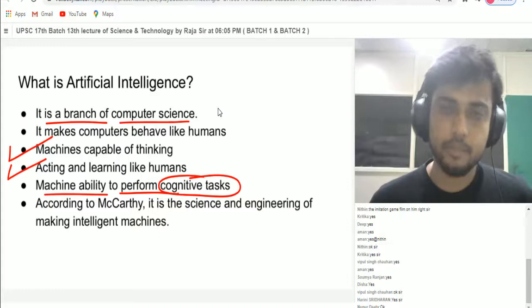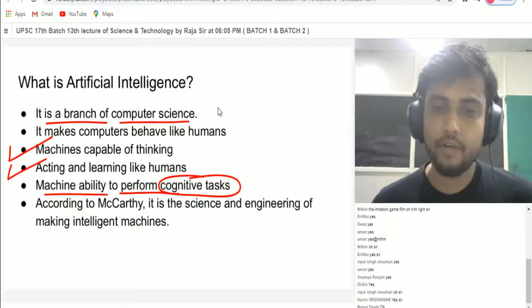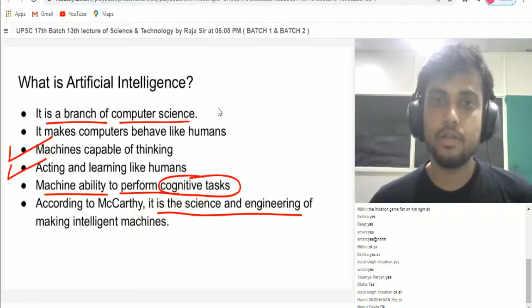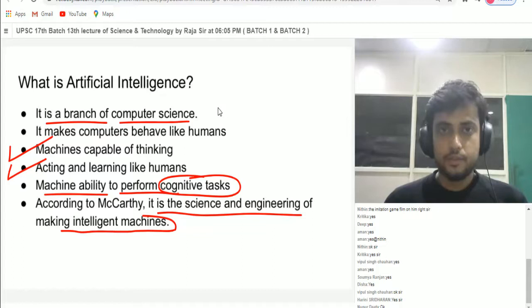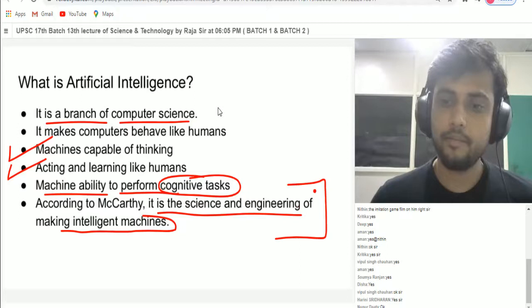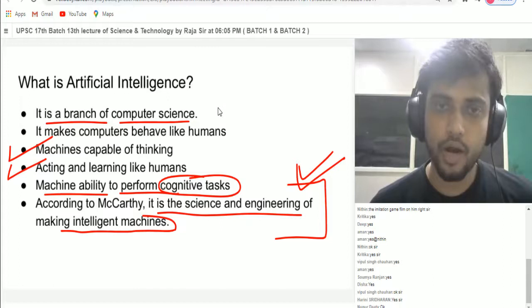John McCarthy gave a definition that artificial intelligence is the science and engineering of making intelligent machines. You can use any definition, but this definition by John McCarthy you can always use, because John McCarthy is the father of artificial intelligence.